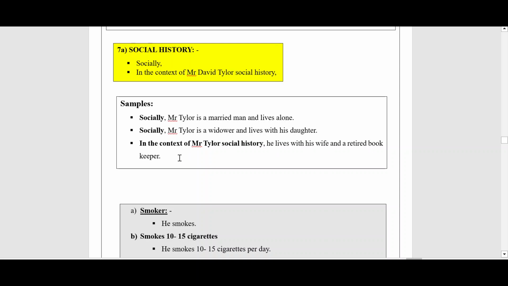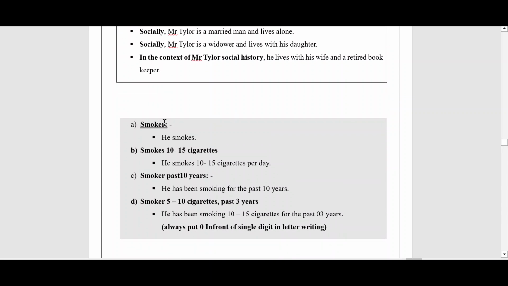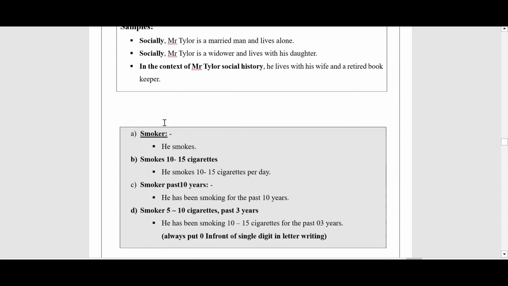To shorten this statement, rather than writing a long statement, you will get more marks and you will get above 350. Okay, so please try to write in that way and try to minimize. Don't write 'he lives with his wife. Full stop. And he is a retired bookkeeper.' Instead of that, connect the sentence and make it simpler. So this is the first thing.